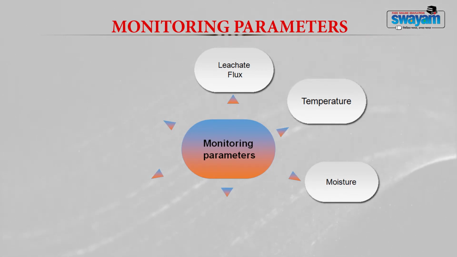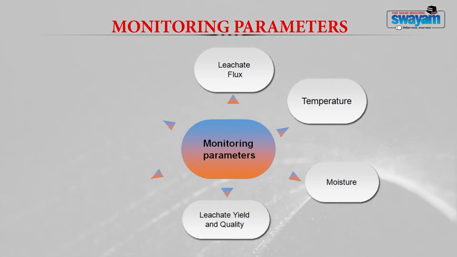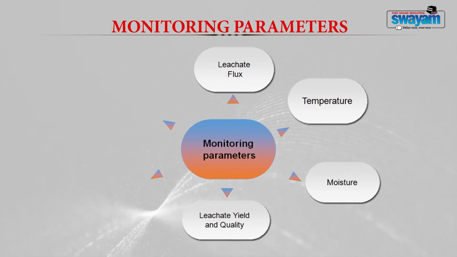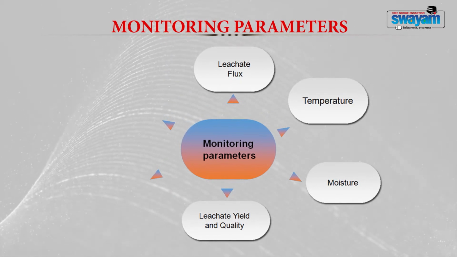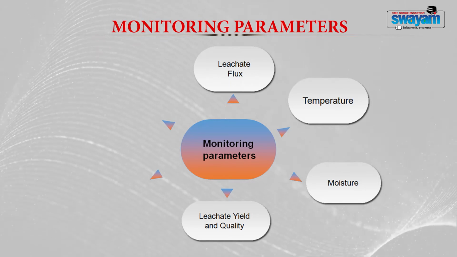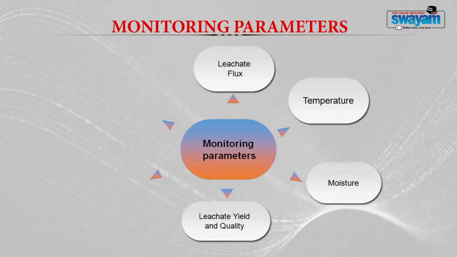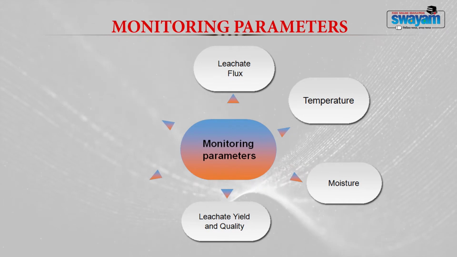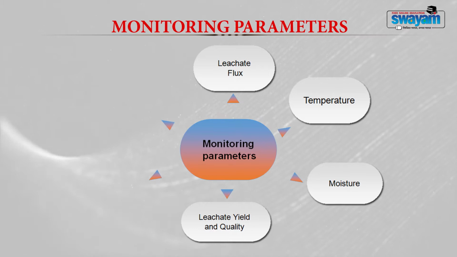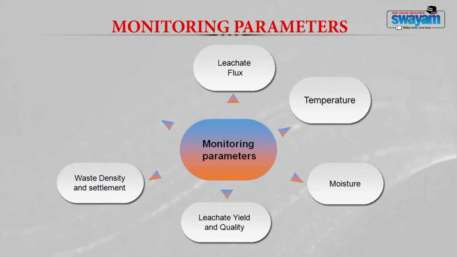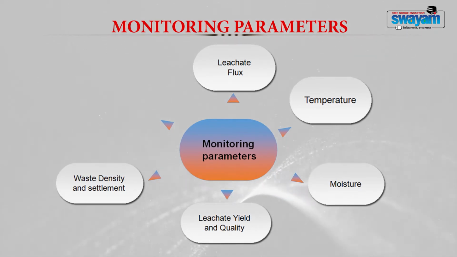Leachate yield and quality is another parameter which you have to continuously monitor, because leachate is what you are going to collect and recirculate continuously into the system to maintain the moisture level. Also, it will determine the rate of degradation and the saturation level of the waste. Now, the characteristic of leachate again should be monitored to find out the phase of biological activity that is occurring inside the bioreactor.